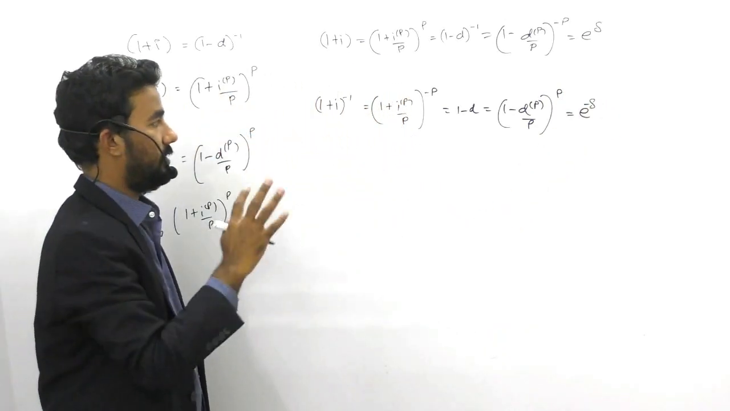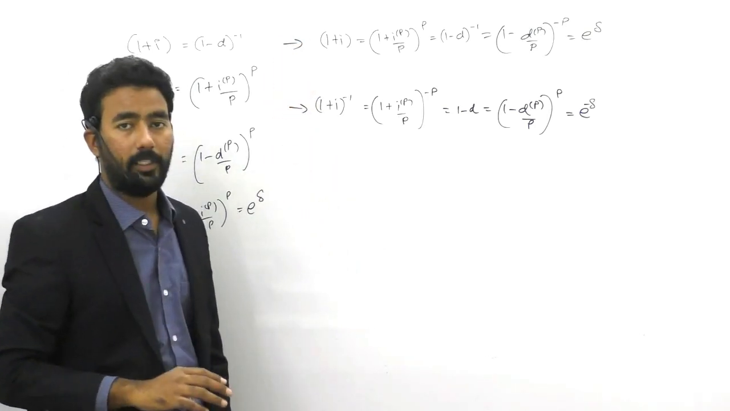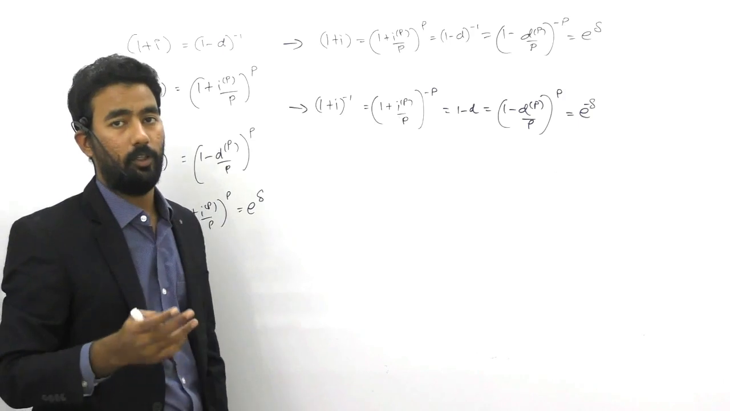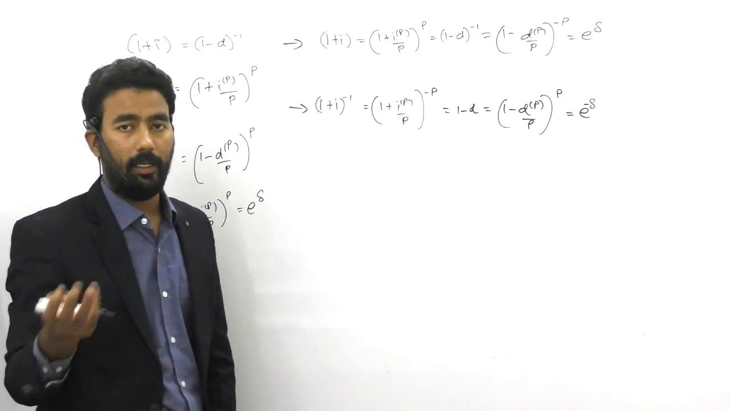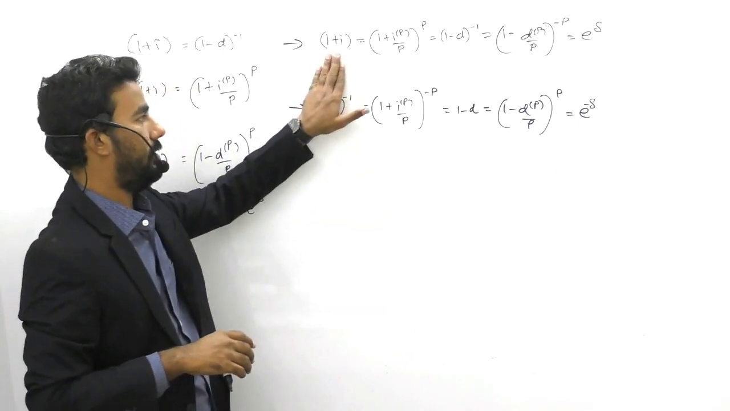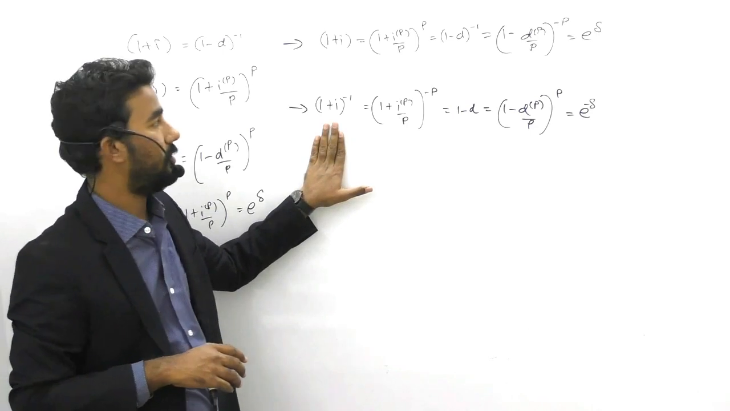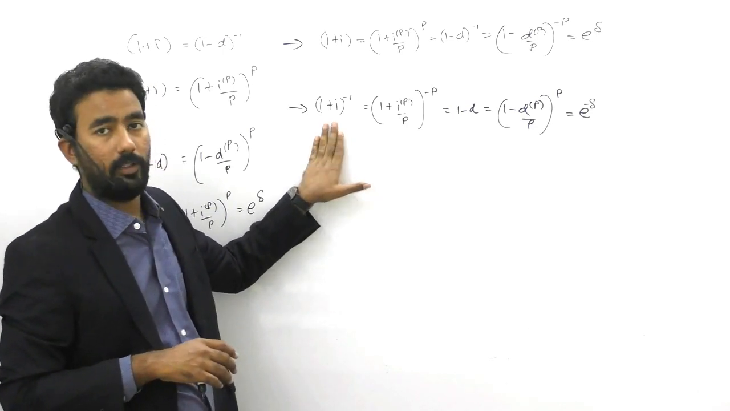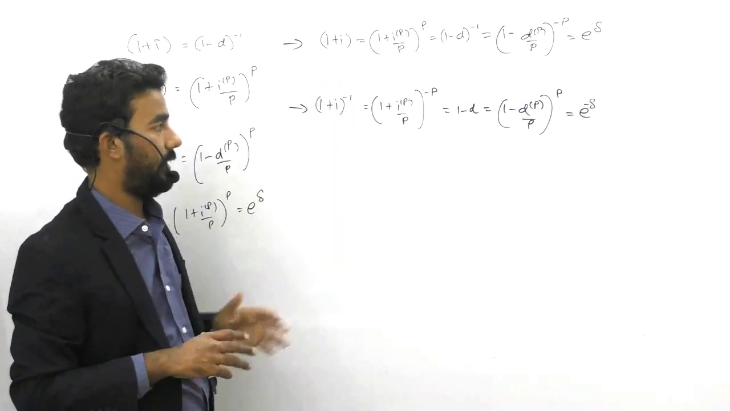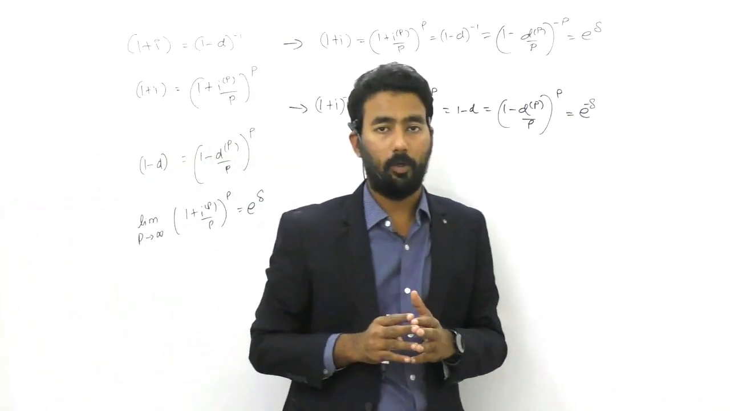So once you have this master formula with you, you can convert from any kind of interest rate to any other kind of interest rate. Want to convert from i to d^(p), d^(p) to delta, delta to d, whatever conversion you want. Either you keep this in mind, the accumulation factors of all of them are equal, or you keep this in mind, the discount factors of all of them are equal. Once you have one of these two equations in mind, converting from one rate of interest to another should never be a problem.